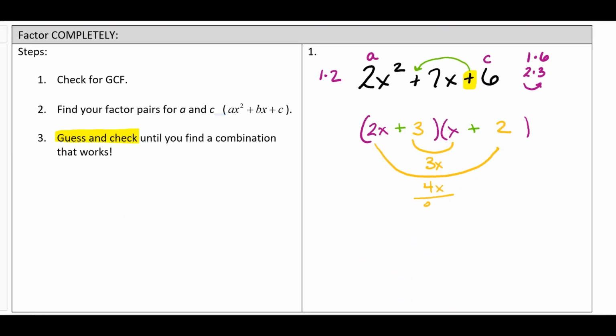A positive 3x and a positive 4x is going to equal 7x. So that means I have my factors. Now I'm going to still double check. 2x times 2x is 2x squared. 3x plus 4x is 7x, so that's checked. And then 3 times 2 is 6. So I have my 3 checks here, which means these are the correct factors. So now I'm just going to write them down. 2x plus 3 times x plus 2.